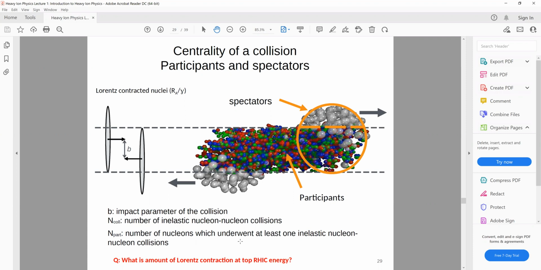As a result, you can assume the nucleus to start with as spherical, but now its length along the z direction will be contracted. So in the x and y, its extension, its radius, will be RA in the x, RA in the y, because it is a sphere. But in the z direction, this will be highly contracted.